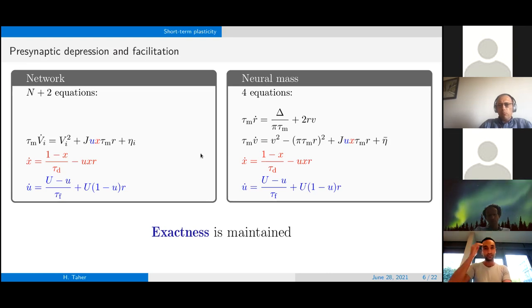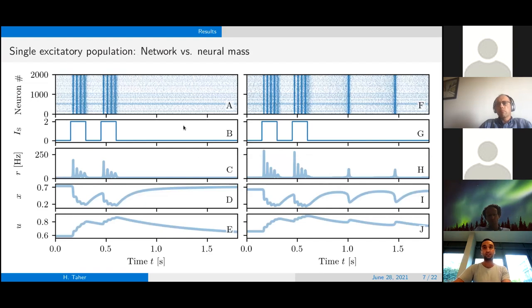To exemplify the exactness, these are network simulation results. First of all, just the network using a single excitatory population. We see here a spike scatter plot of a subset of 2000 neurons. This is some stimulation current injected into the population, these two rectangles. This is the firing rate resulting from the network, and these two variables are depression and facilitation. The two cases are just using slightly different parameters here. After the two pulses, the system goes back to equilibrium, and here it lands on a limit cycle.